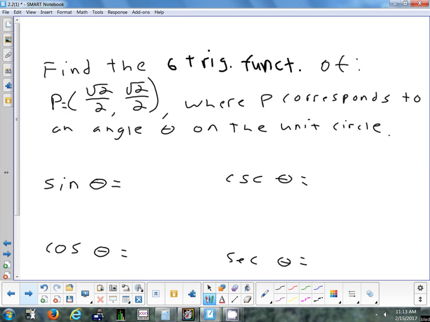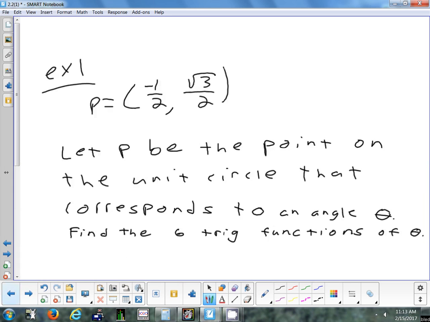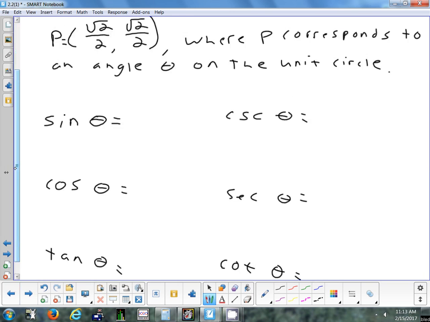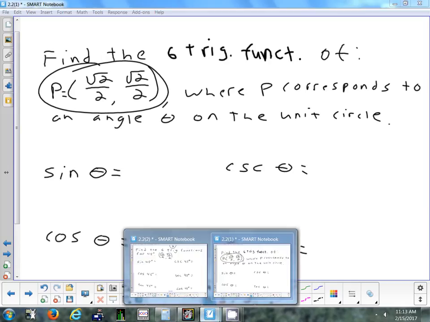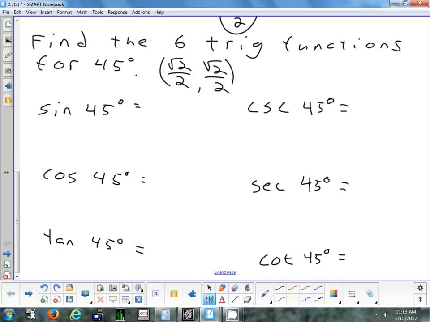We've already done this problem. This was example 2 in our notes from yesterday. Find all 6 trig functions using that coordinate. The only difference between the problem today is I didn't give you the coordinate, you figured it out. Yesterday I gave it to you. Okay? But especially for those that weren't here, we'll go through how you do this.